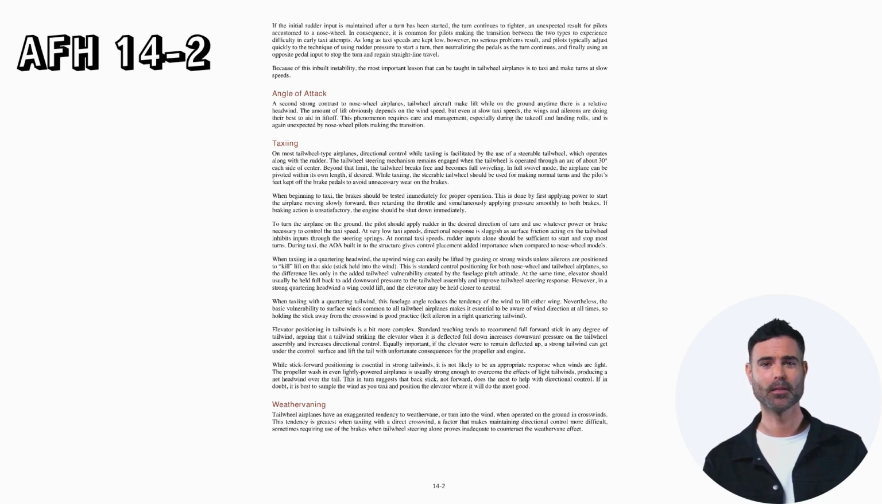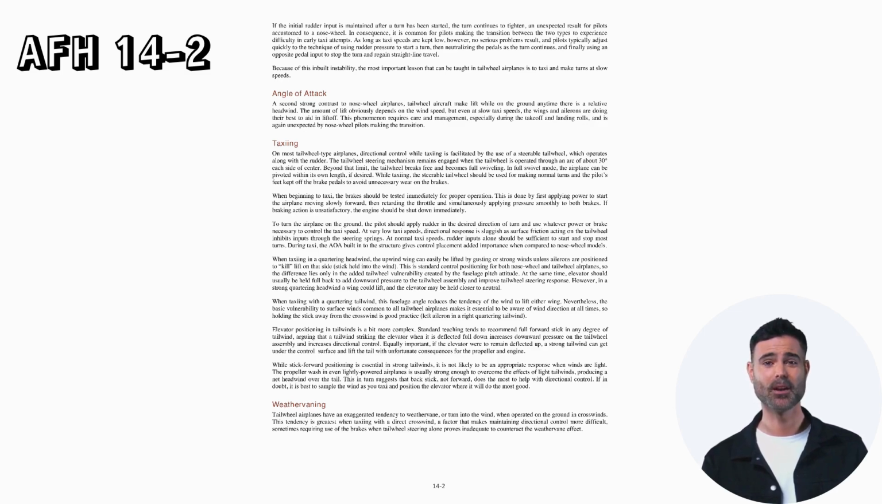To turn the airplane on the ground, the pilot should apply rudder in the desired direction of turn and use whatever power or brake necessary to control the taxi speed. At very low taxi speeds, directional response is sluggish as surface friction, acting on the tailwheel, inhibits inputs through the steering springs. At normal taxi speeds, rudder inputs alone should be sufficient to start and stop most turns. During taxi, the AOA built into the structure gives control placement added importance when compared to nosewheel models.